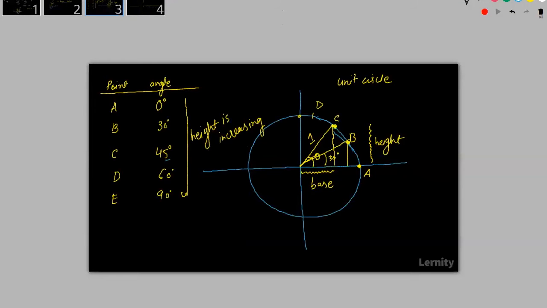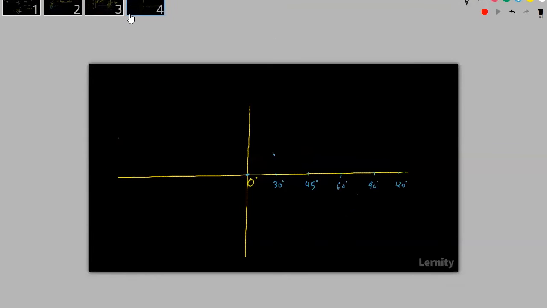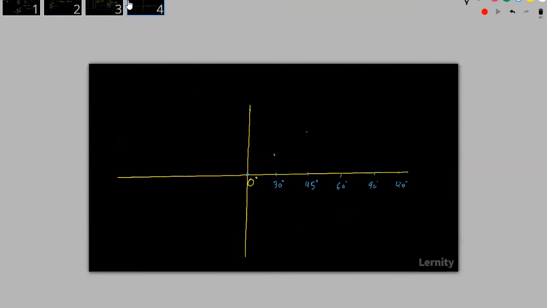So now for 45 degree, what is the value of sine 45 degree? 1/√2, right? So a little more. So 45 degree is somewhere here, right? Okay. Now next is sine 60 degree. Sine 60 degree will be √3/2. So that means sine 60 is √3/2, somewhere here.